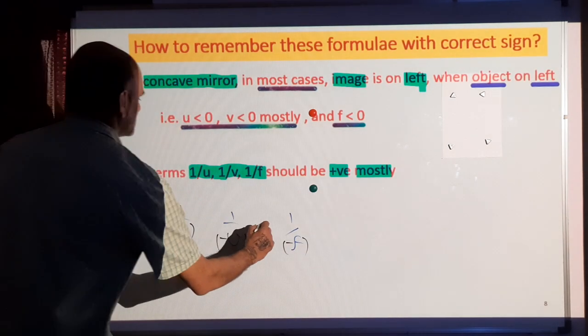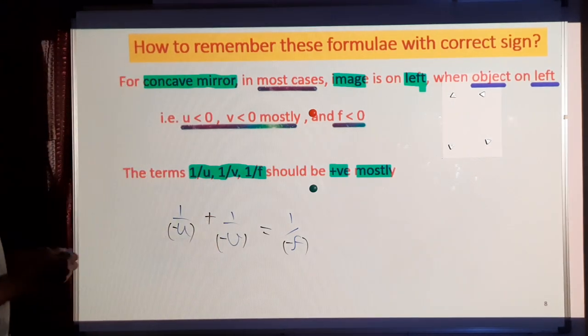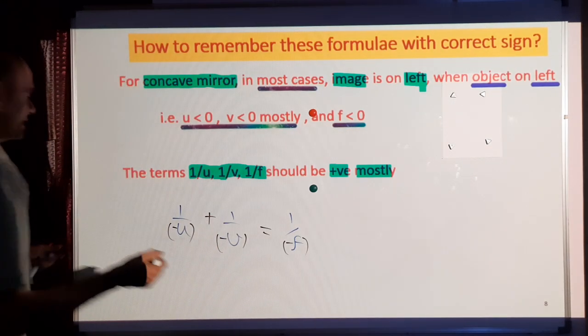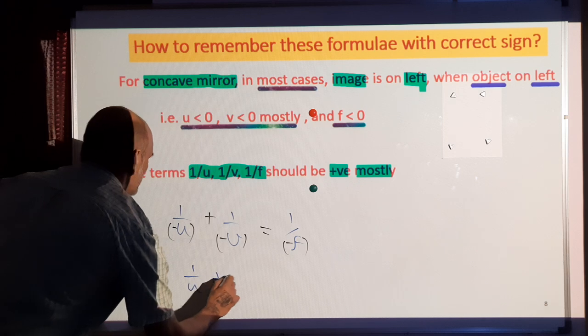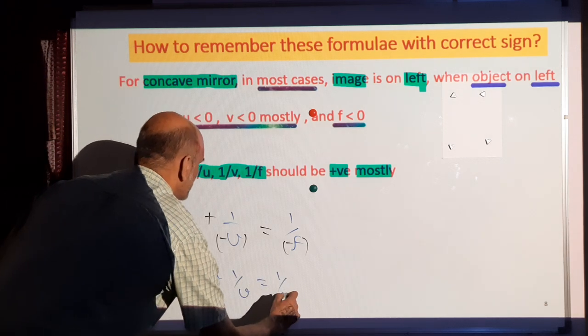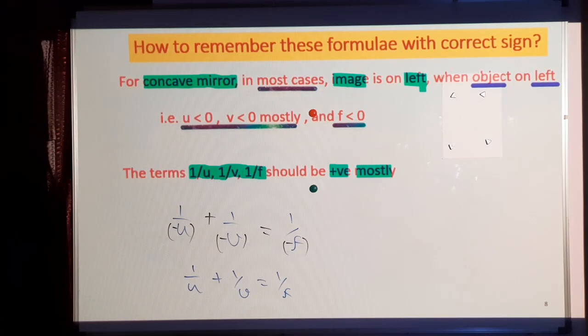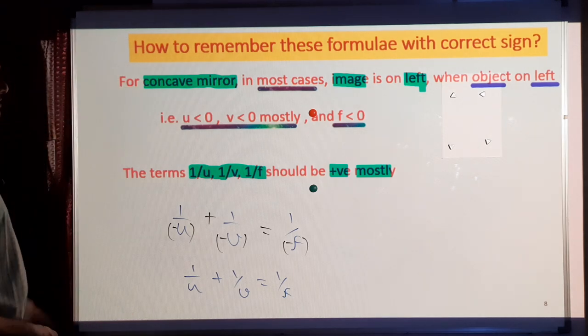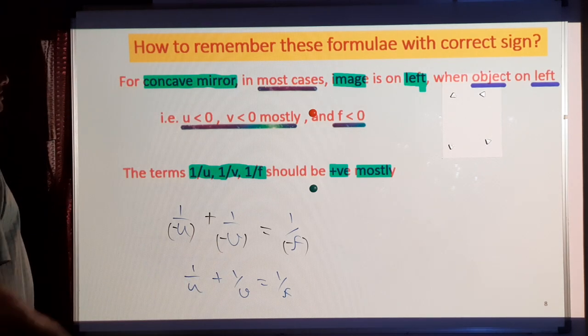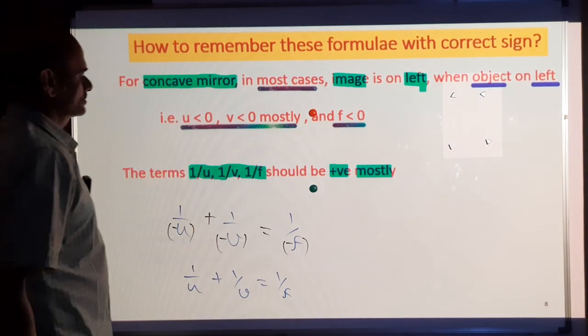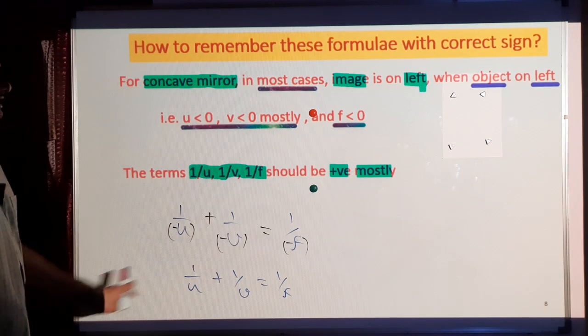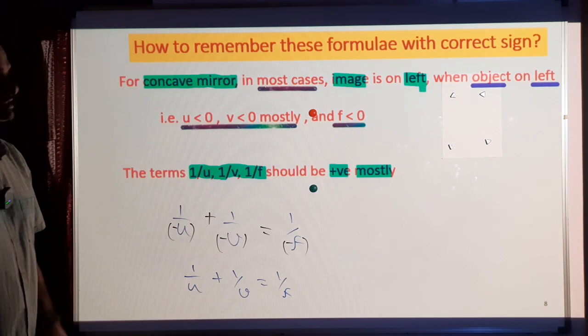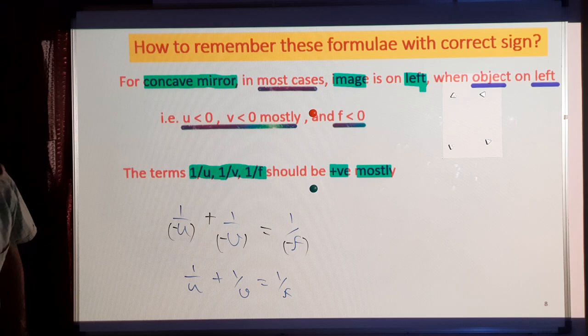Okay. Now these are the terms, so I just have to add them up. I will cancel this minus sign to make it 1 by u plus 1 by v equal to 1 by f. So this is the correct mirror equation with the correct signs. So the terms of the mirror equation are 1 by u, 1 by v, and 1 by f, and this should be positive for most of the cases, and most of the cases all three are negative. So I have to introduce a negative sign, and then I'll cancel the negative sign throughout to get this formula.